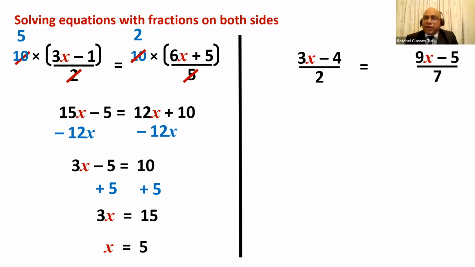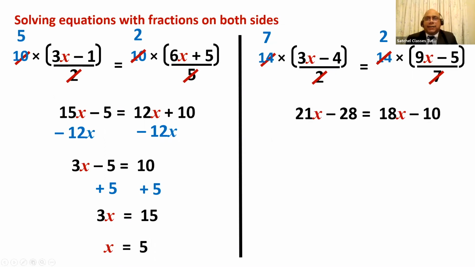Let's try this on the equation given on the right-hand side. The denominators are 2 and 7, right? What is the LCM? 14. 2 and 7, LCM is 14. So let's multiply by 14 on both sides. On the left, 14 divided by 2 is 7, and on the right, 14 divided by 7 is 2. Correct? So we multiply the left-hand side bracket by 7 and the right-hand side bracket by 2.